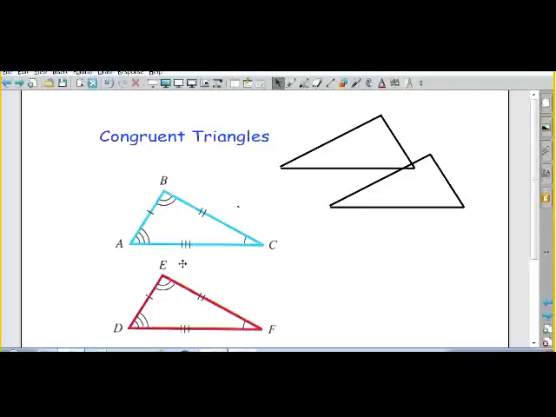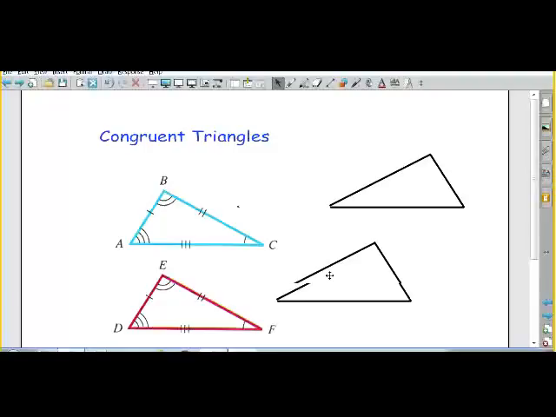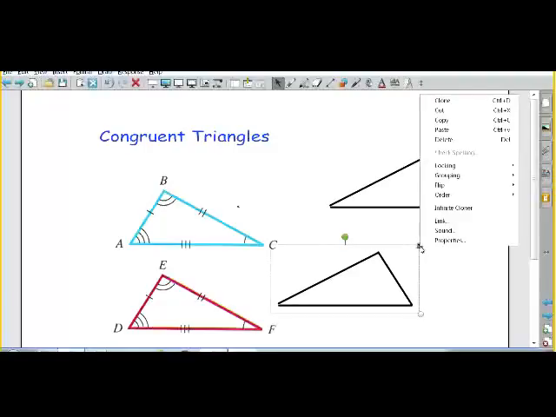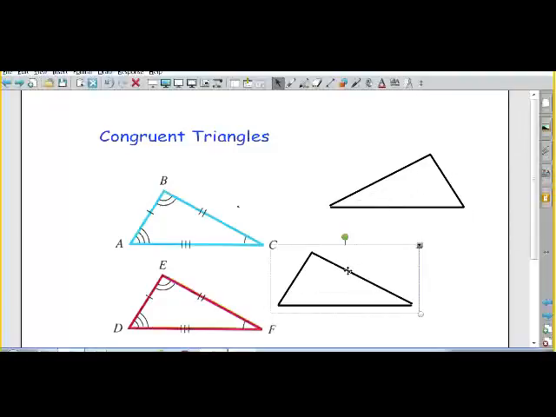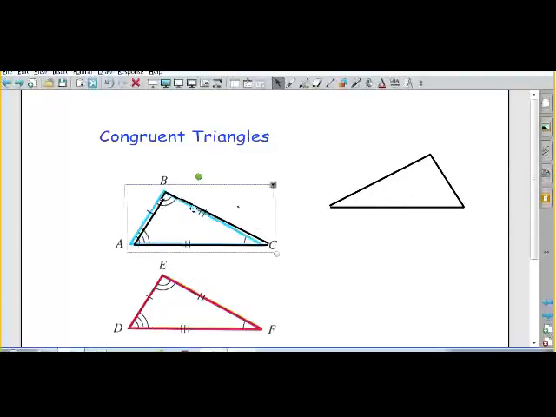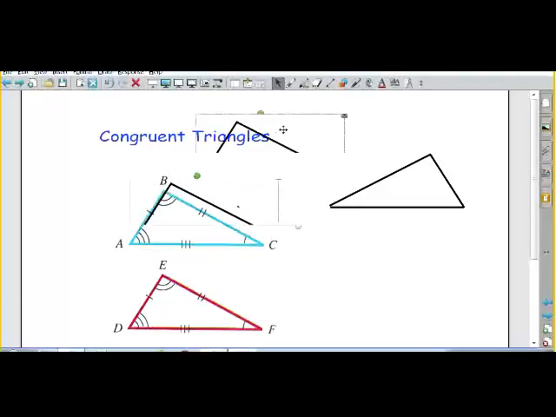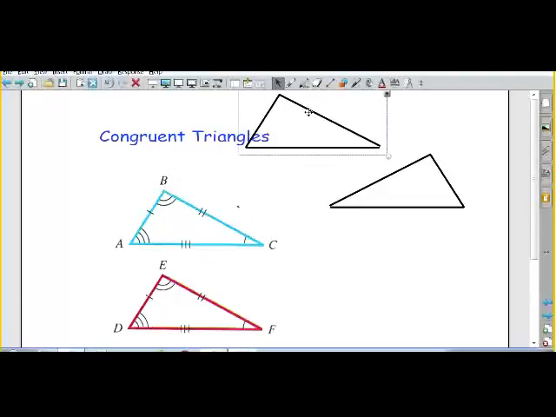These look the same because not only are all the sides equal to each other, but they're also aligned in the same direction. But if I took this and flipped it from left to right, I would get that, and I could then fit it in there, and I would see that they're congruent.